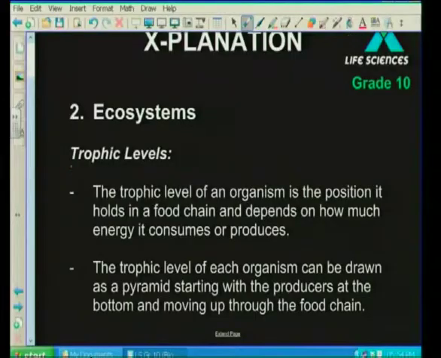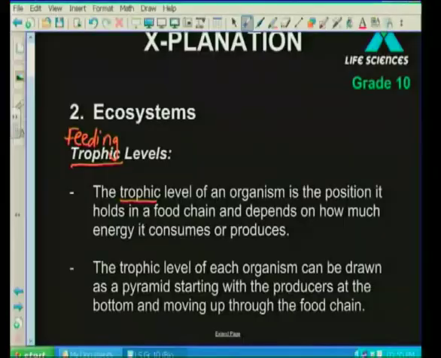That brings us now to the different trophic levels. Now remember the word, let's change color, let's go to orange. Each time you hear the word trophic, just replace it with the word feeding. So each time you think trophic, think feeding, and then it will just be easier to remember. It says that the trophic or feeding level of an organism is the position it holds in a food chain and depends on how much energy it consumes or produces.